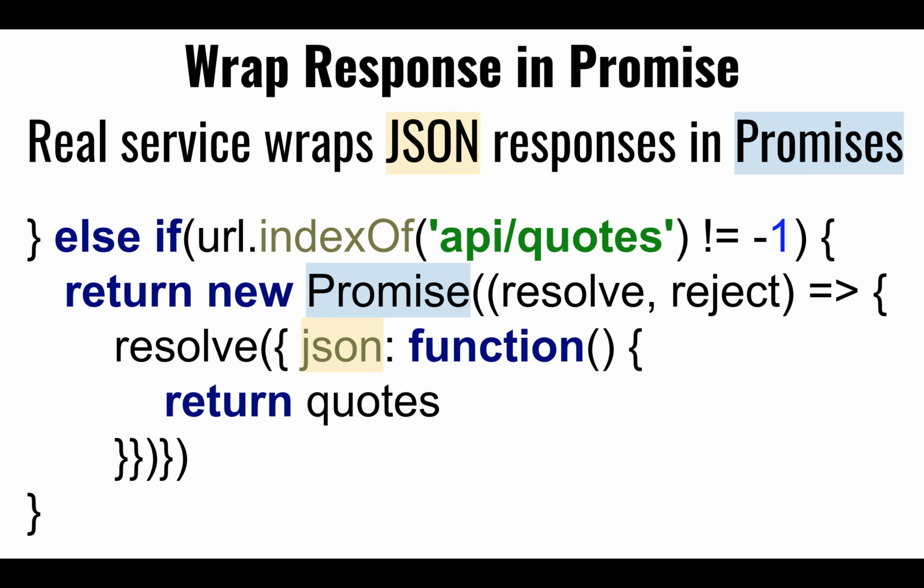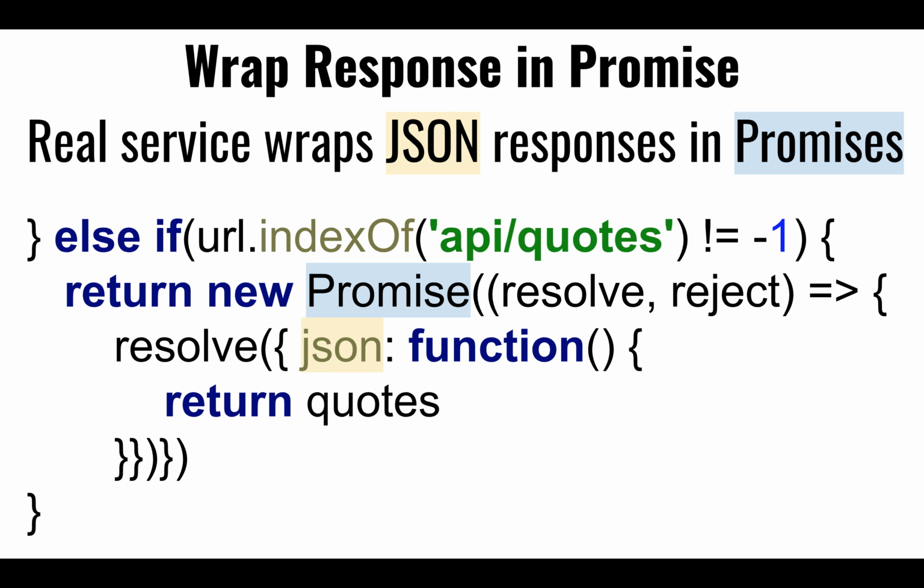Whoever's calling this is going to expect that it's the same API. And so the fetch implementation that we're overriding had an invocation to a JSON function that parsed the body of the response into an actual JSON object. So we're mimicking that by replacing the implementation of the JSON with our own function, which just returns the quotes. These are the quotes from the mock file. We're just returning that. And then the fetch implementation wraps that response with a promise. So that's what we're doing here. We are simulating that behavior by wrapping our own response in a promise.